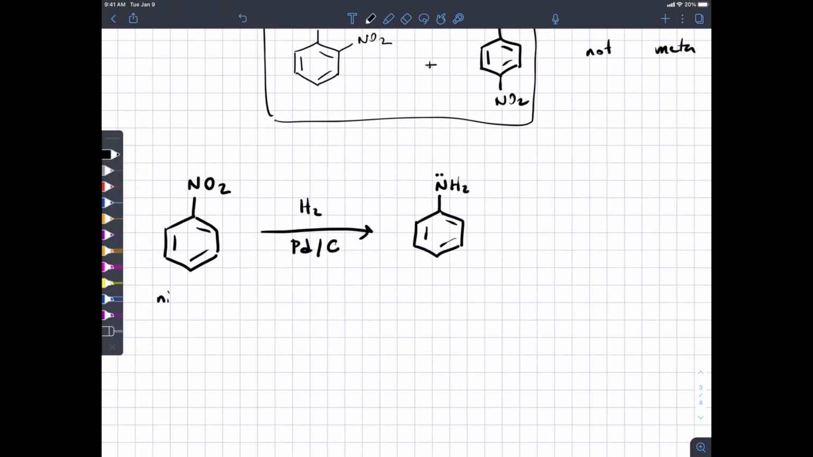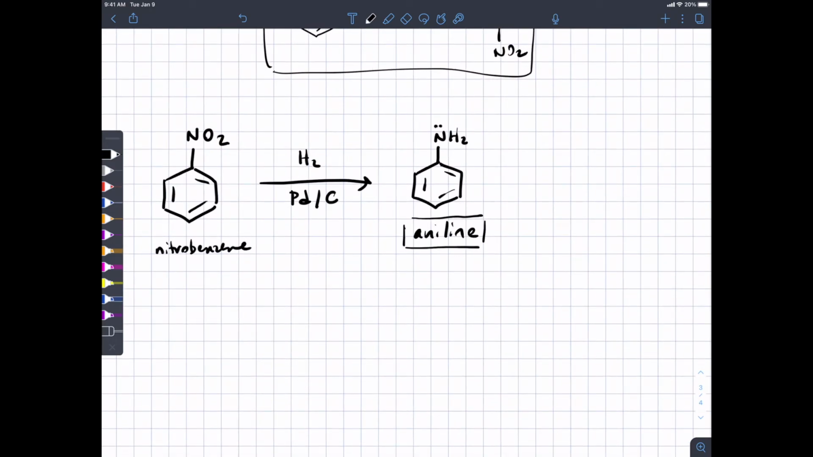The product of this reaction has an amino group on benzene. Molecules that have amino groups attached to the benzene ring are called anilines. And so I will use that term in class because it's shorter than saying a benzene ring with an amino group on it. But you don't need to necessarily worry about that as long as you understand what it means when I'm talking about it.